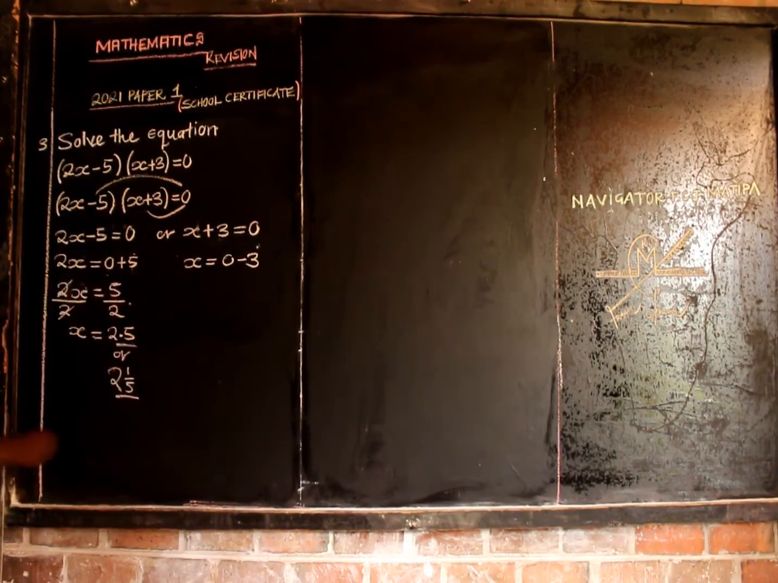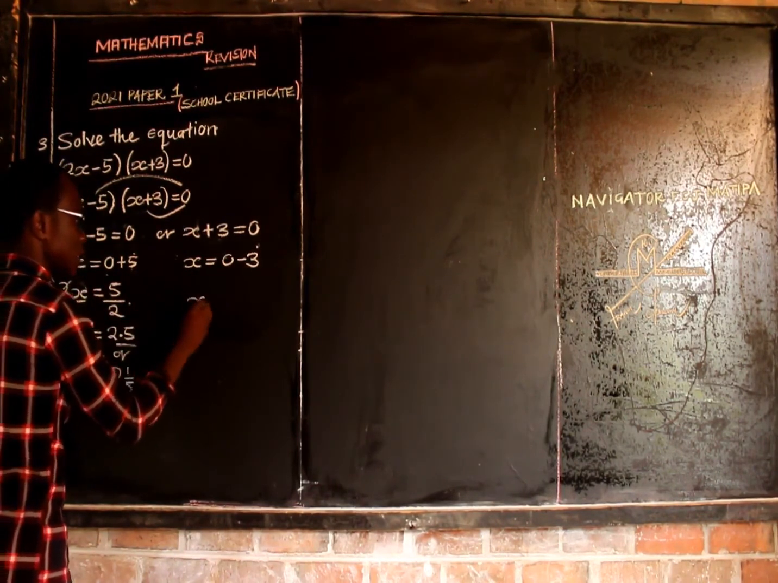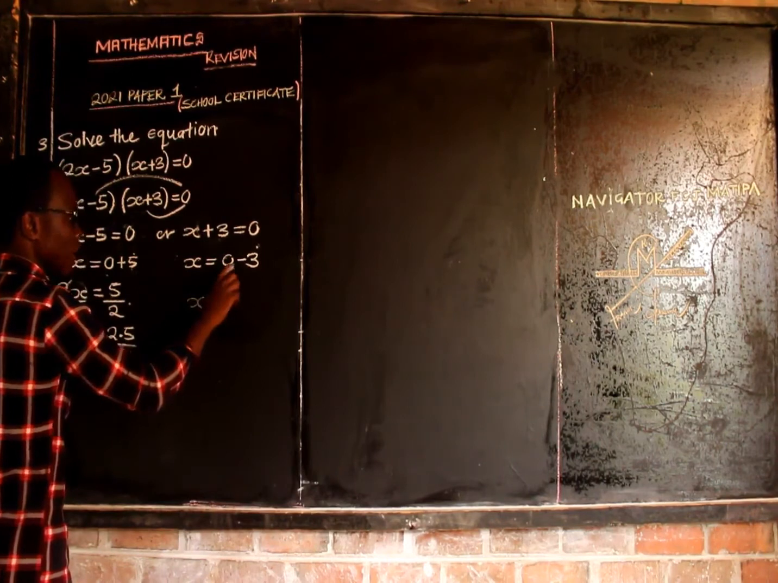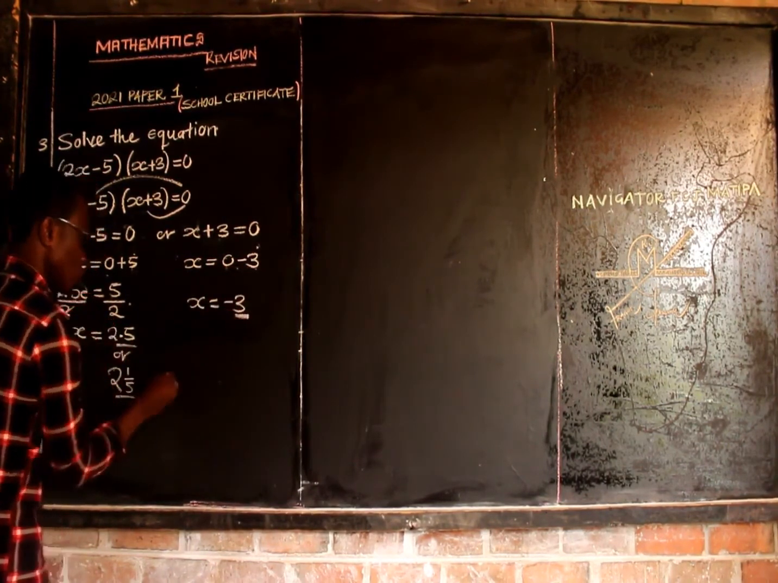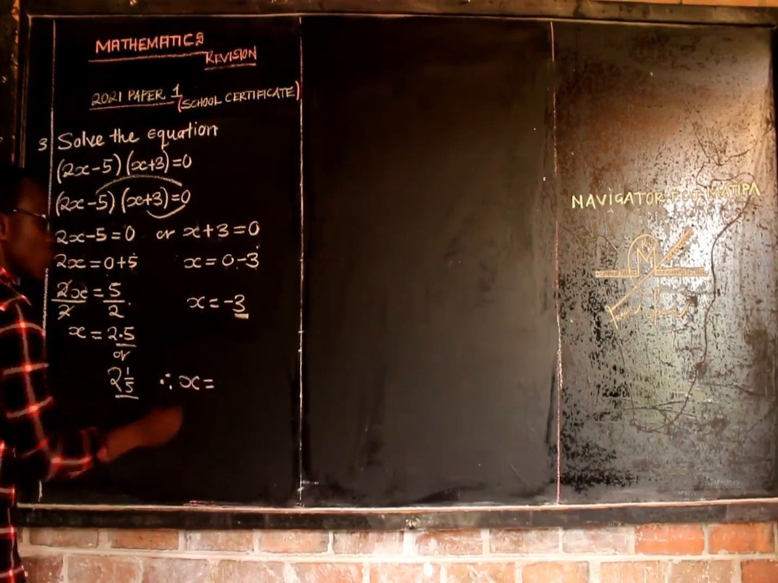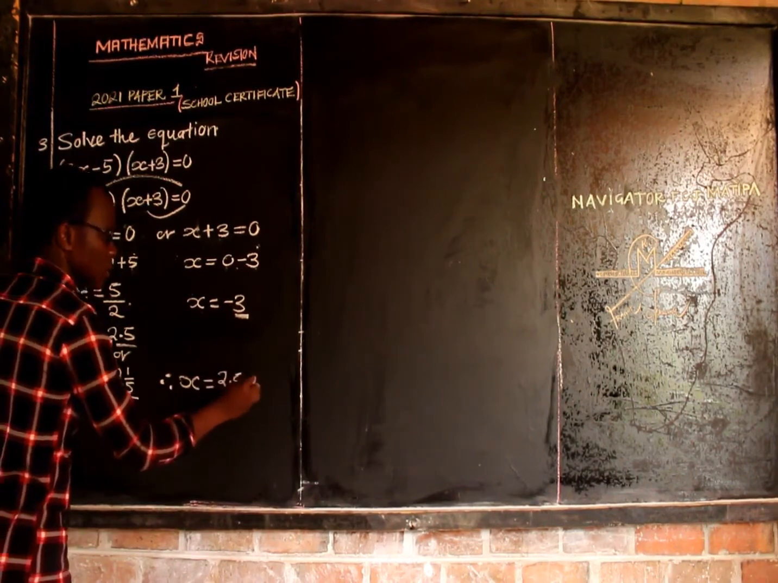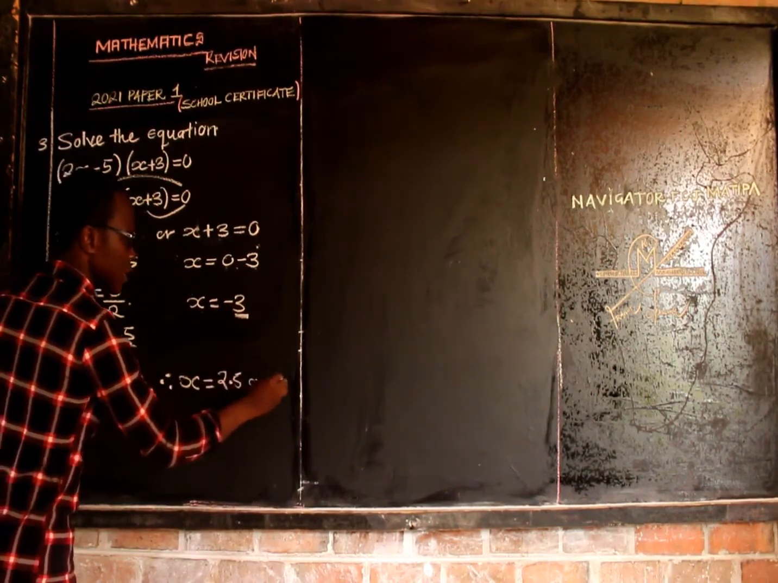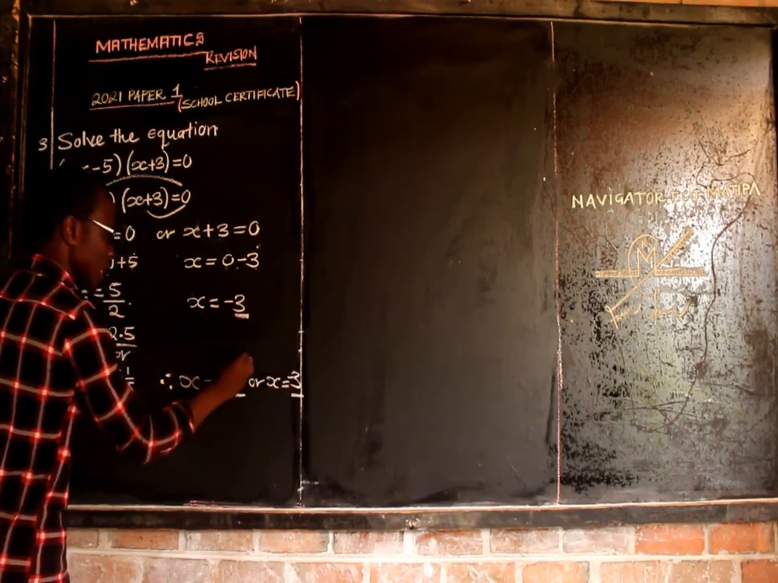Then on the other side, you also need to find the other root of x. So you say x is equal to 0 minus 3. You obtain negative 3. Okay? So therefore, x is equal to 2.5 or x is equal to negative 3. So these are the answers.